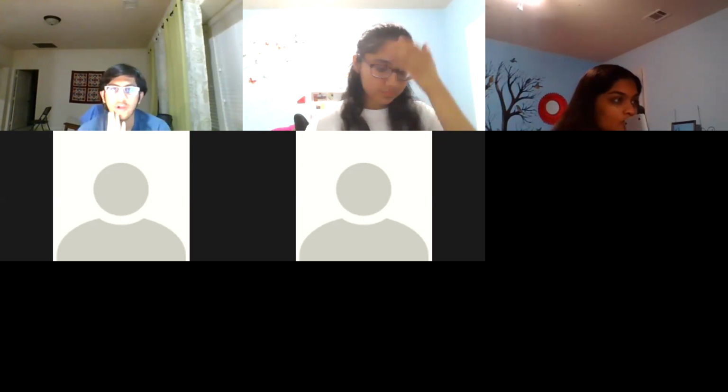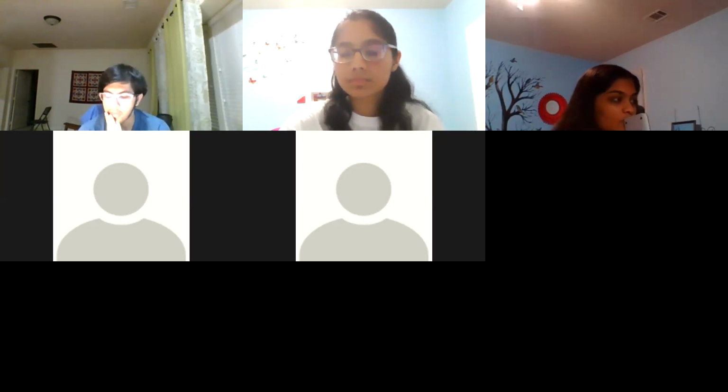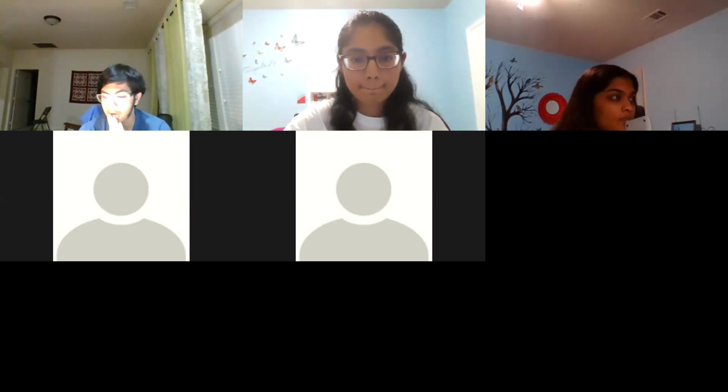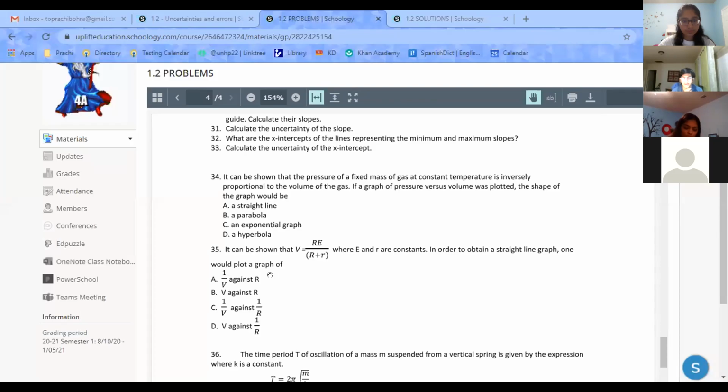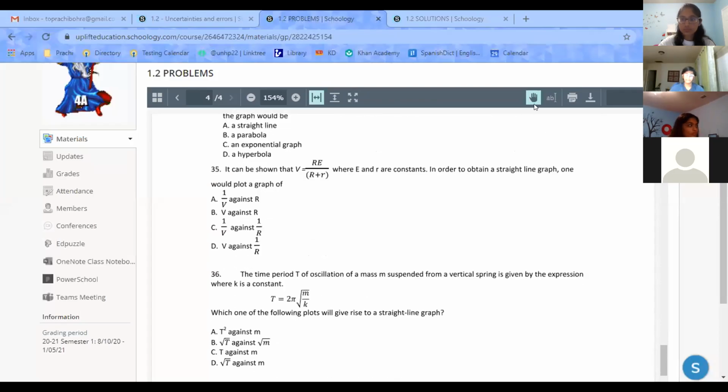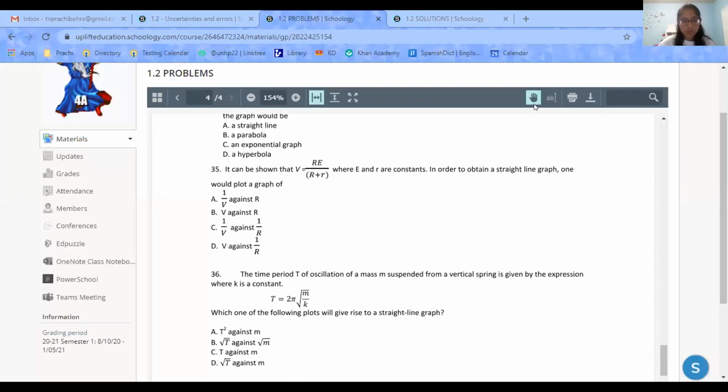Can we try number 35 together? I got the answer one way, but it's really confusing for me. Number 35 has to do with linearization. It can be shown that the graph of V equals RE over R plus R, where E and R are constants. In order to obtain a straight line graph, one would plot a graph of.